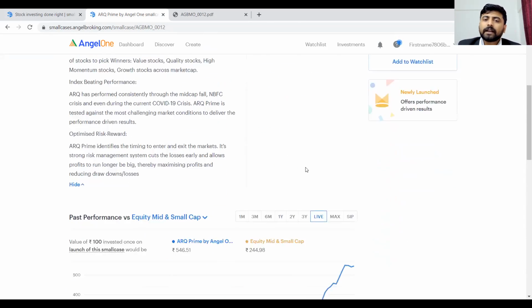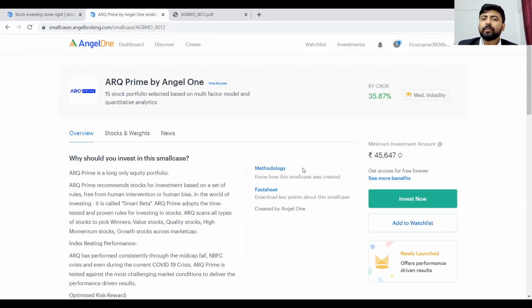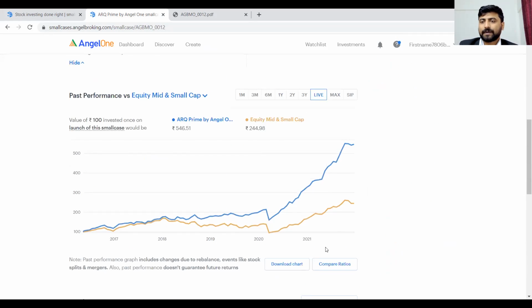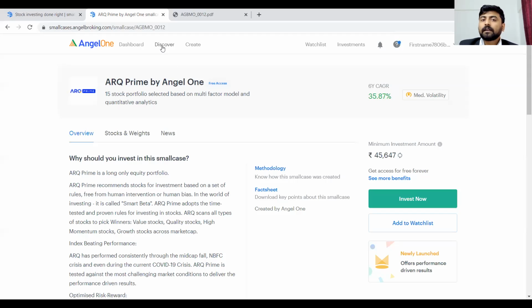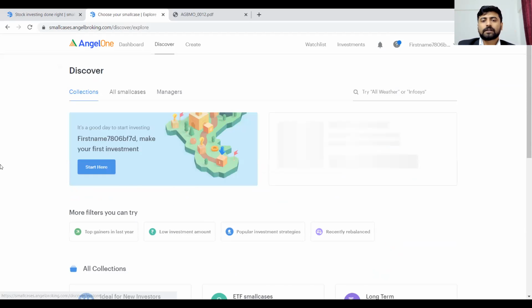So now I hope that you have understood how to click on a smallcase of your choice and read and understand the different elements that are present here. Now, let us take a look at how we can go ahead and select a smallcase of our choice. To do that, please click on Discover and click on All Smallcases.